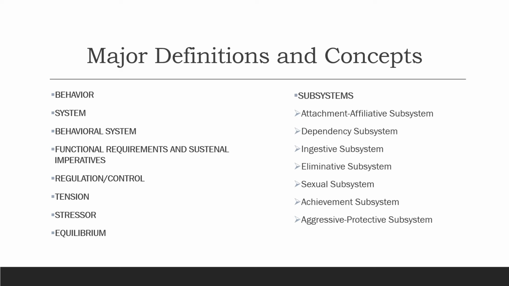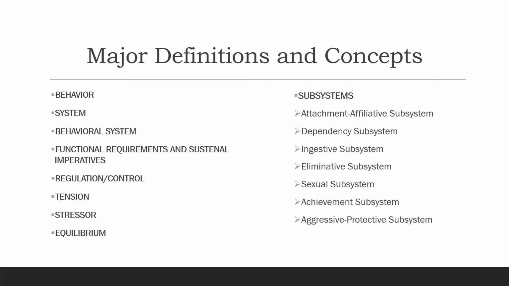Subsystems. The behavioral system has many tasks to perform. Therefore, parts of the system evolve into subsystems with specialized tasks. A subsystem is a mini-system with its own particular goal and function that can be maintained as long as its relationship to the other subsystems or the environment is not disturbed. There are seven identified subsystems, namely attachment-affiliative, dependency, ingestive, eliminative, sexual, achievement, and aggressive-protective.